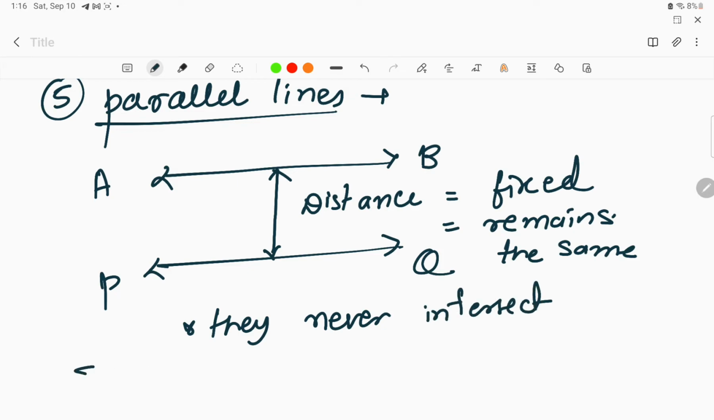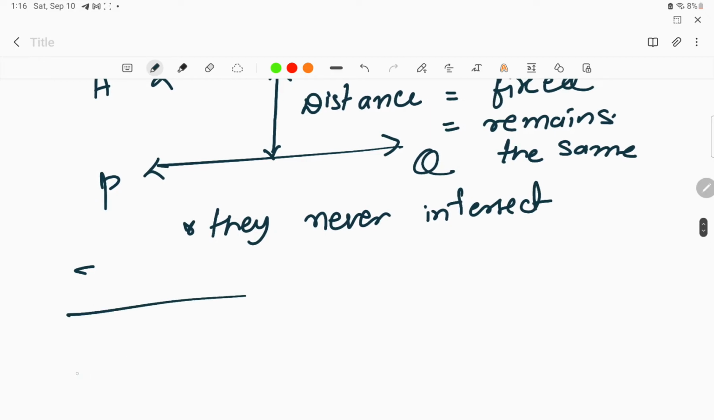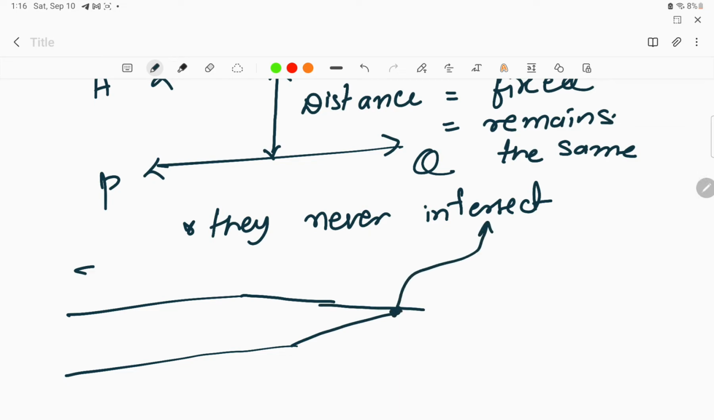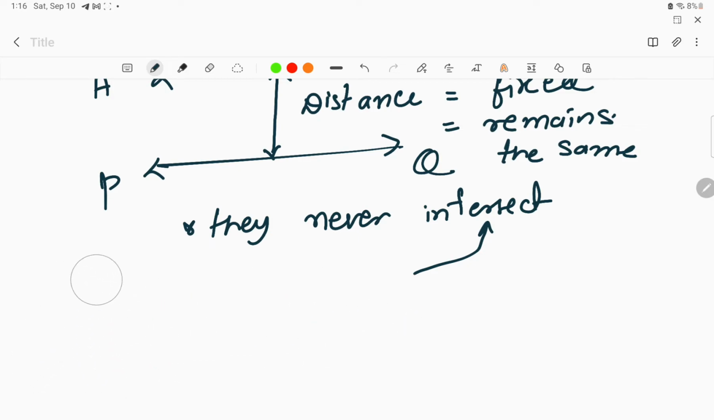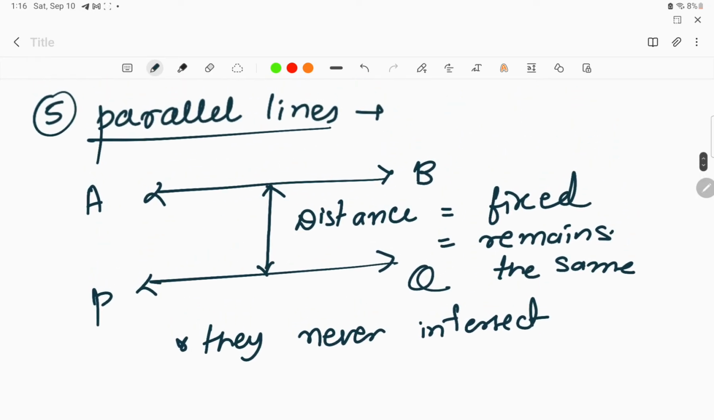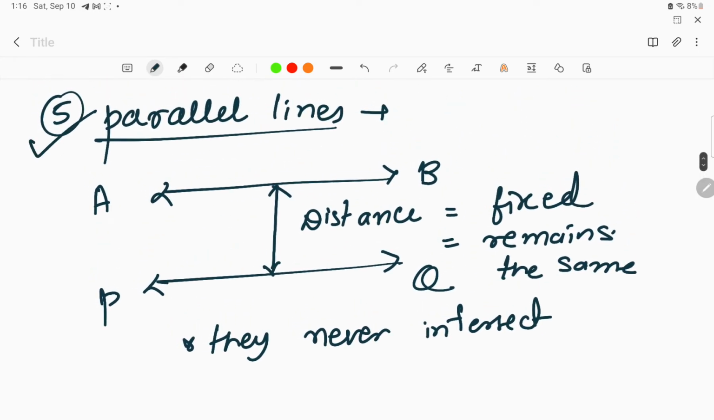Intersecting means what? If this is a particular line and this is another line, after some period of time these two lines are going to intersect, that is, touch each other. This is called intersection. So in the case of parallel lines, such intersection is not seen. These lines are called the parallel lines.